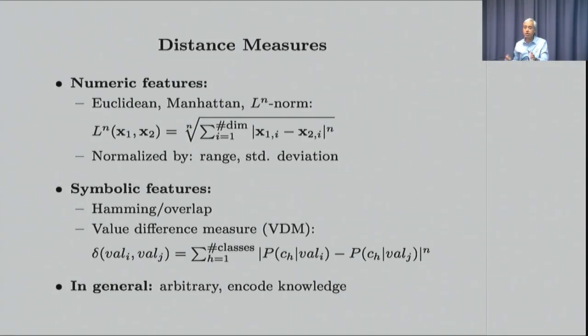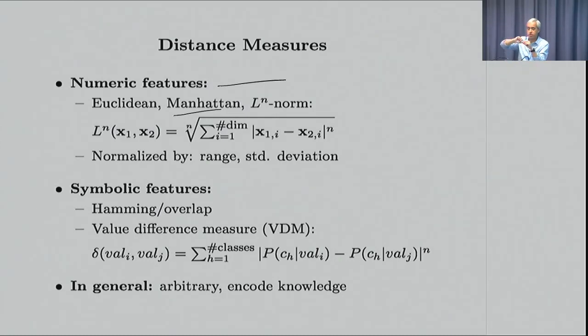There are many obvious things to use, and this is often what people start out using. For example, if you have numeric features, you can use Euclidean distance, or Manhattan distance. Do people know what Manhattan distance is? It's the number of city blocks that you have to walk over.